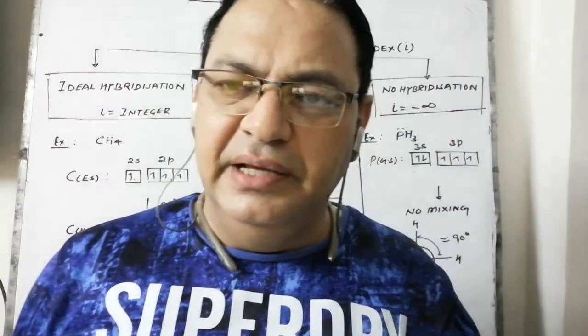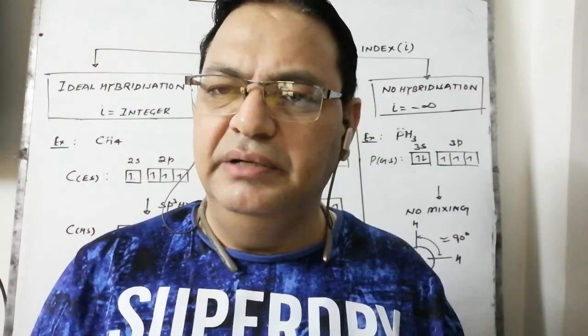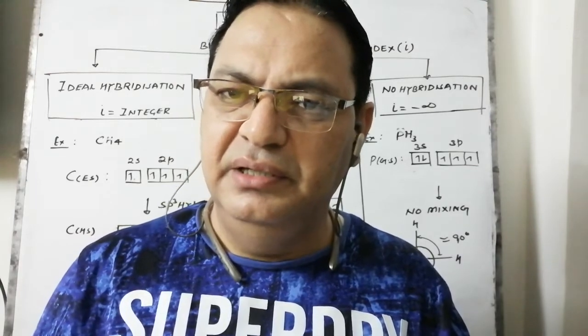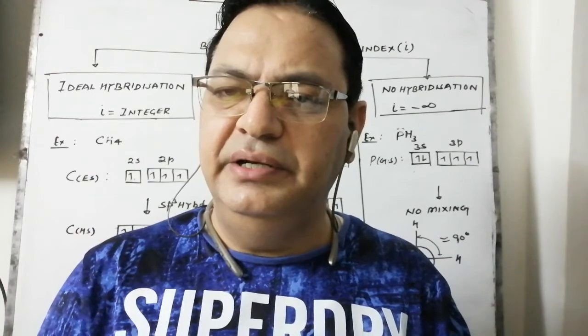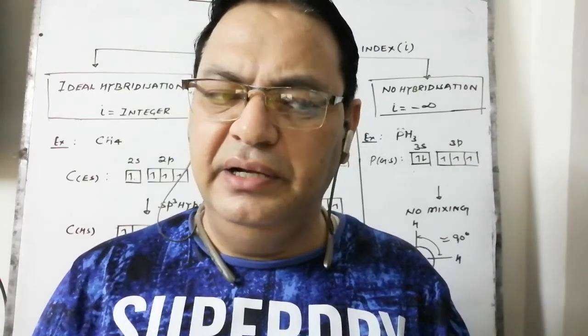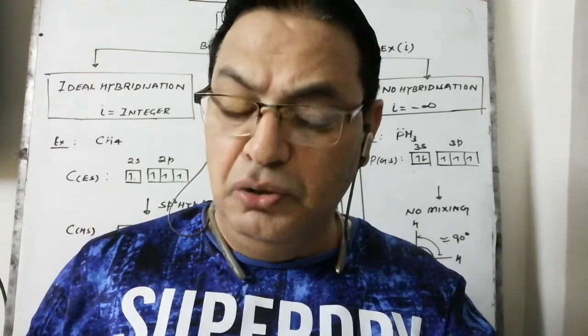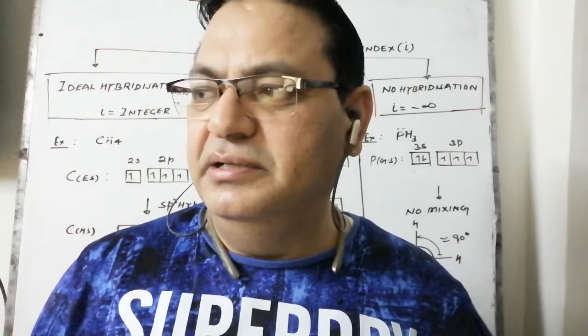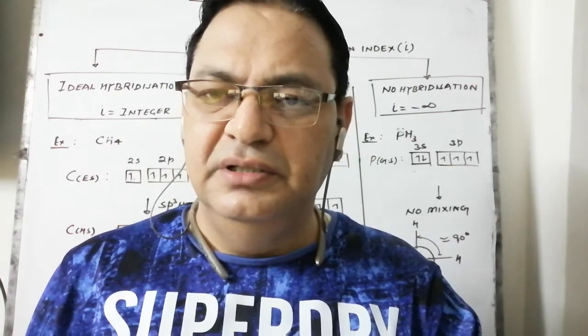If you put the bond angle value 180 degrees, then the value of I comes out to be 1. It means the hybridization is sp. If we put the value of bond angle 109 degrees 28 minutes, then it exactly comes out to be 3. It means it is a case of sp3 hybridization.